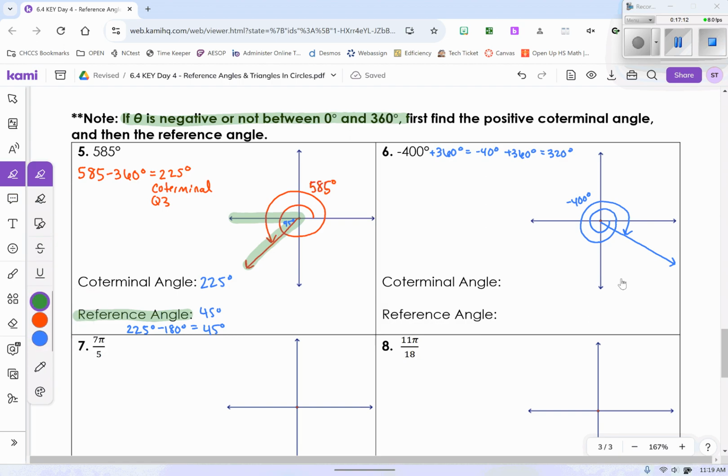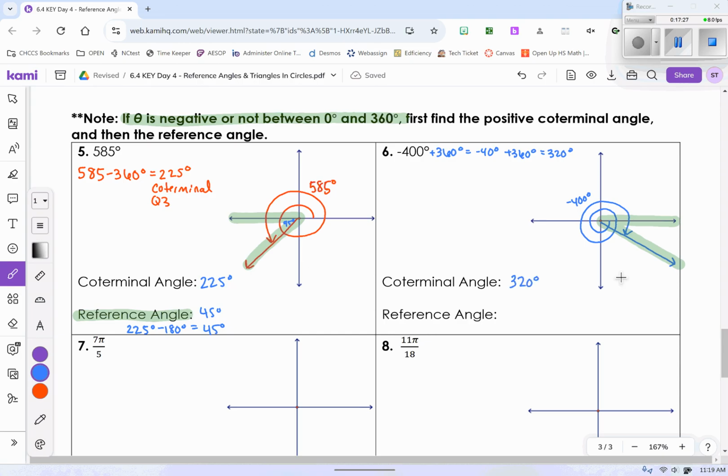Then we want the reference angle, which is this angle right here. And again, in order to find that, we need to use the coterminal angle between 0 and 360. So we said that was 320 degrees. So to find the reference angle, we haven't gone past 360, so 360 degrees minus 320 degrees, which is equal to 40 degrees.